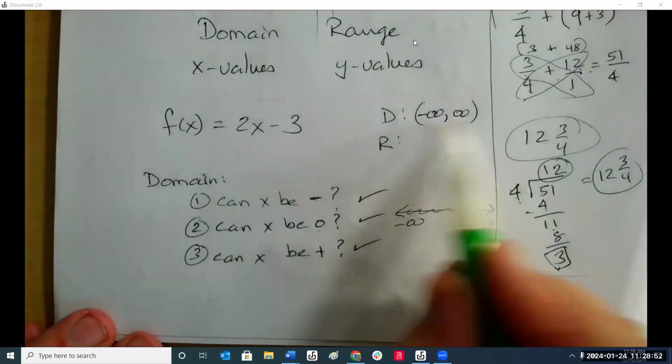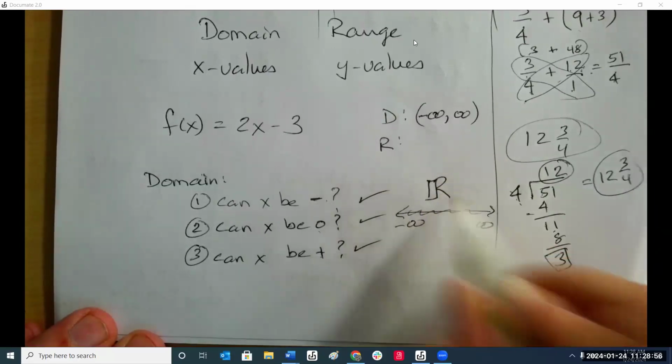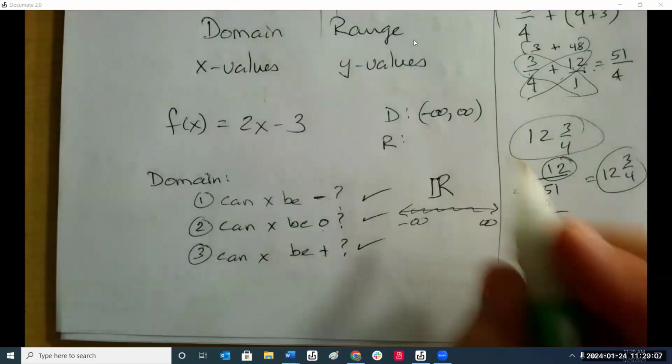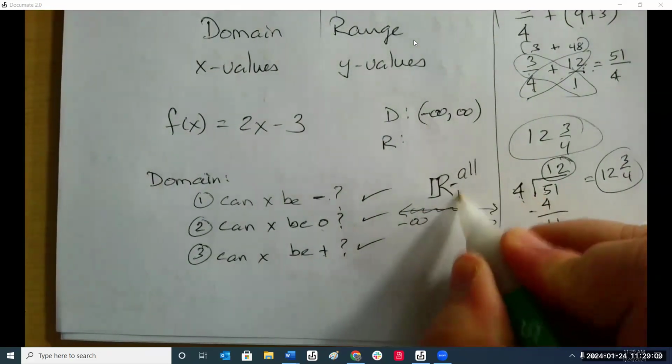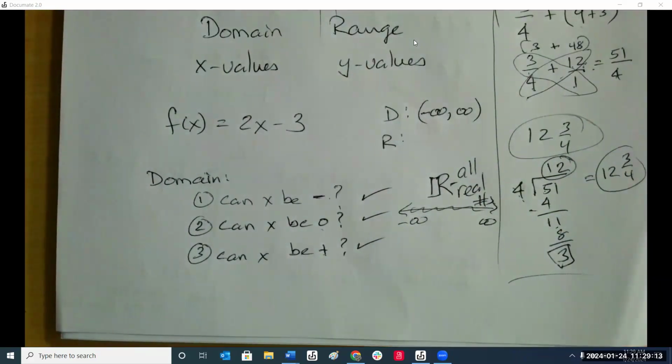And if you don't want to write this all the time, what does that look like? It looks like the real estate symbol. No, it's not for sale. It means all real numbers. In other words, there is no limitation of what you can put inside there.